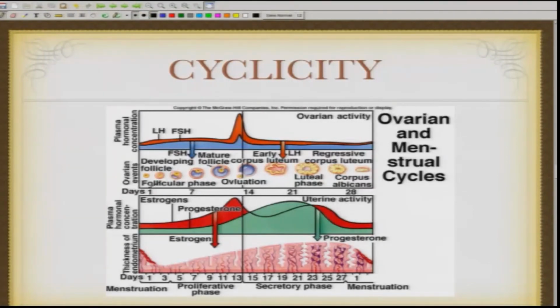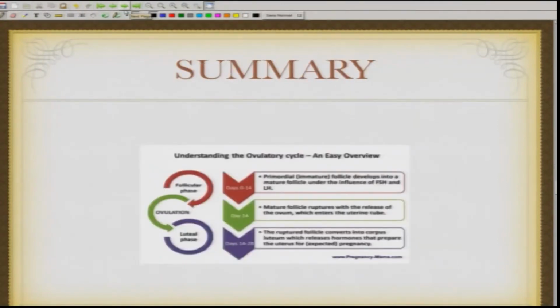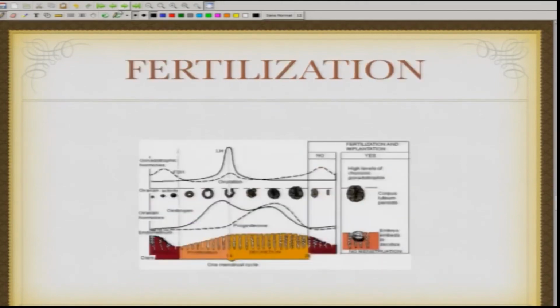These are the small developing follicles. This is the maturity phase I was telling you. And if you look at the different, so this is the ovulation taking place, and this is the time when a fertilization can occur. In summary, understanding the ovulatory cycle, there is something called a follicular phase, there is ovulation, and there is a luteal phase, where the ruptured follicle converts into corpus luteum, which releases hormones that prepare the uterus for expected pregnancy.